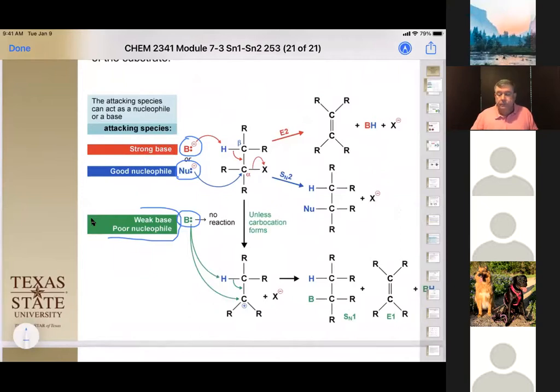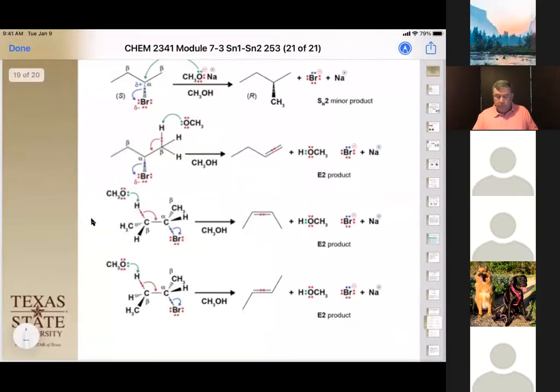Because once you get that carbocation, if it pulls on the hydrogen on an alpha beta carbon, then it's going to do the elimination. If it actually uses its electrons to form the bond with the carbon here, it's going to form the substitution product. Okay. So that's the first thing to look for. And at the end of this, I have a table of strong bases.